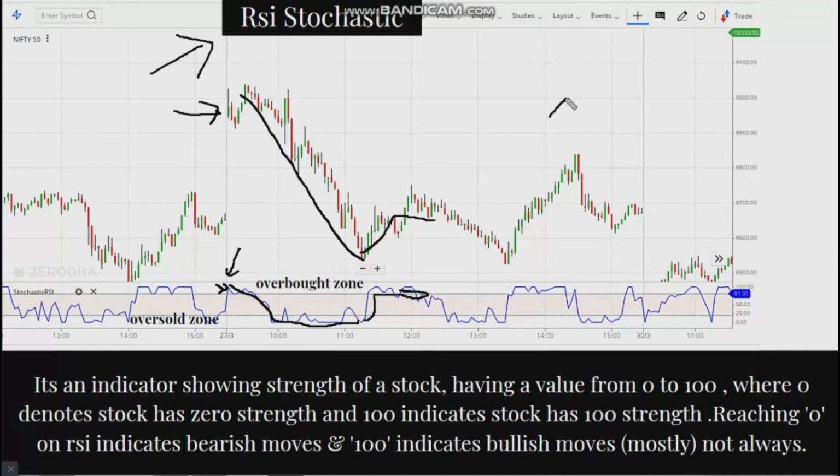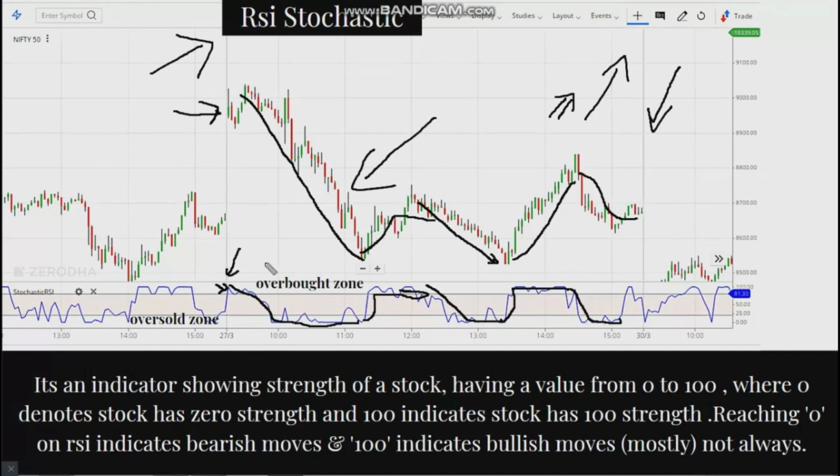And when the strength is high, what will the stock do? It will go upward, and when the strength is low, the stock will go downwards. Now the RSI is going down, and the stock is going down. When the RSI is again going up, the stock is going up. Again it is going down. So basically the price action candle derives the RSI value.